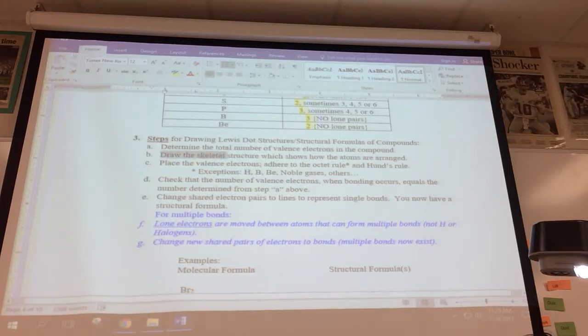Then you're going to draw the skeletal structure. That shows how the atoms are arranged. Keep in mind the atom with the lowest electronegativity typically goes in the middle. Place the valence electrons adhering to the octet rule and Hund's rule. There are some exceptions to the octet rule: hydrogen, boron, beryllium, and the noble gases. The ones you will see the most of are hydrogen and boron. Make sure your valence electrons check out. Change shared electron pairs to lines to represent single bonds.